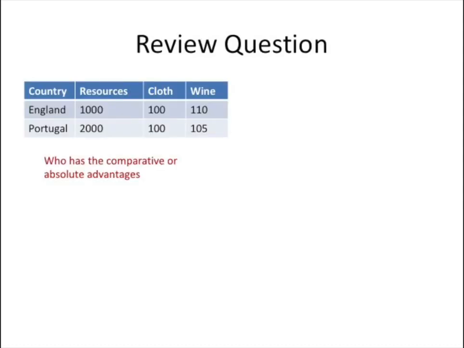I have 2 review questions here. Just calculate who has the comparative and absolute advantages between England and Portugal. You do not have to make the comparisons of if you have equal production here. I just want you to tell me who has the comparative advantage in this case that you see before you, and then go to the second review question and do the same.